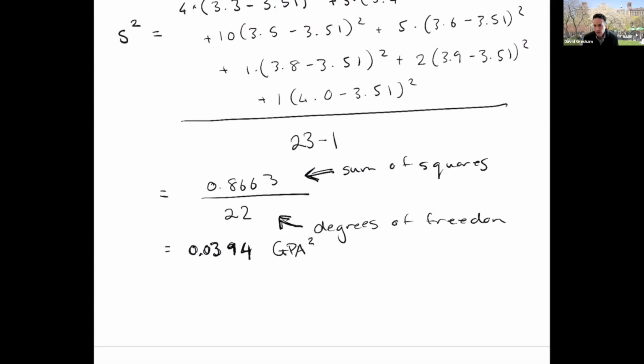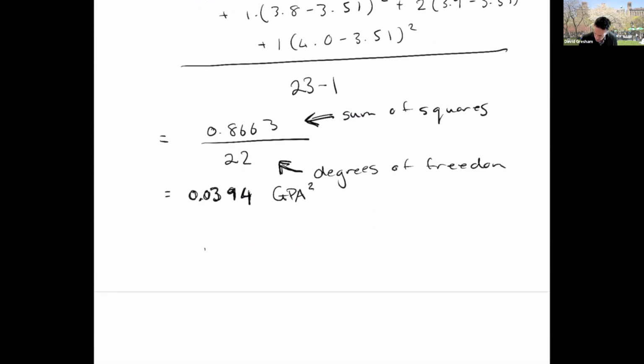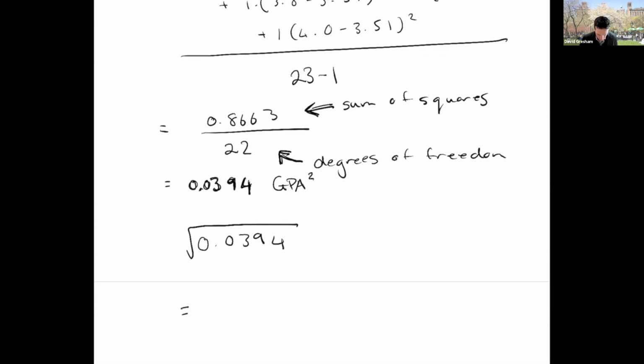So we'd like to maybe put it back into units that are useful to us. What we could do in that case is take 0.0394 and take the square root of that. Then we're going to get back to units of GPA, right? And if we do that, now we have a value of 0.198. That is the value that we call the standard deviation, which is the square root of the variance.